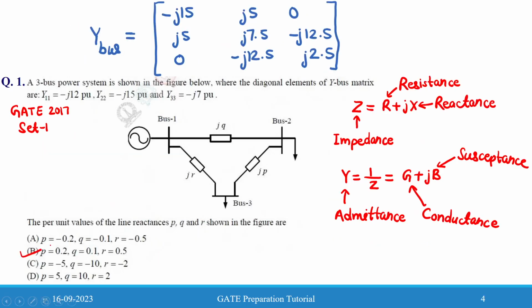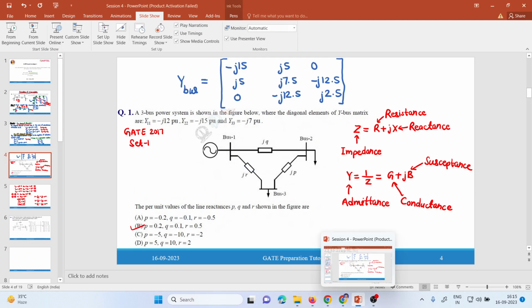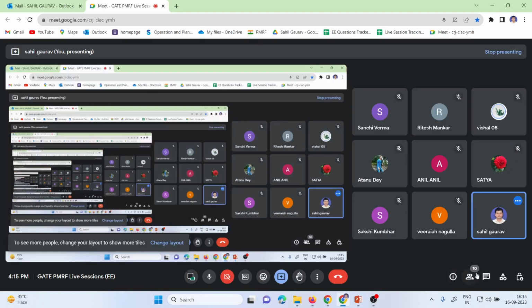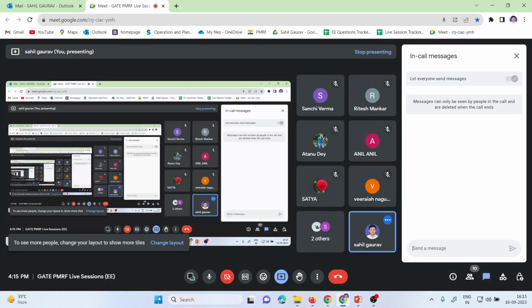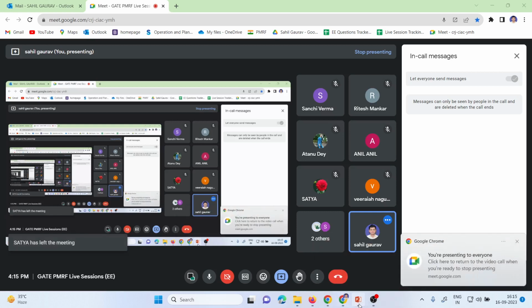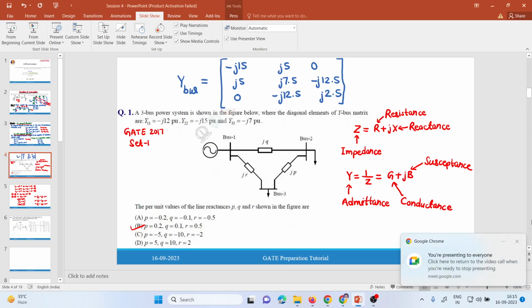How many of you solved this problem? Till here, is there any doubt? You can ask me. Whatever answer you are getting, type your answer in the chat box. And if you have any doubt at any point, you can ask.